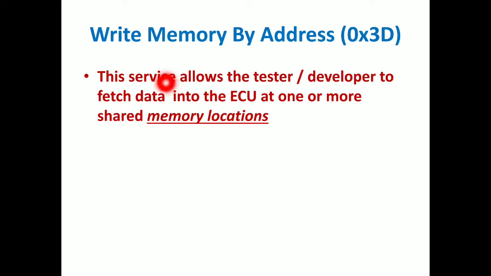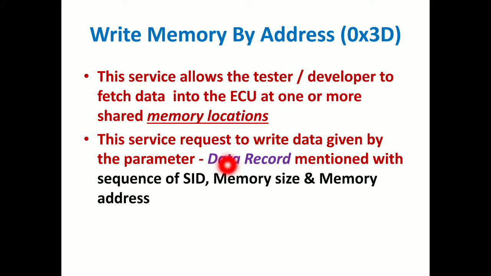That's what we have mentioned here. This service id is used by a tester or developer or client, whoever it may be, to give data into the ECU at one or more shared memory locations. You can use n number of memory locations with the respective bytes or bits as required. This service request is to write the given data, meaning a data record. There is a column called data record, so you have to write your data into the data record.